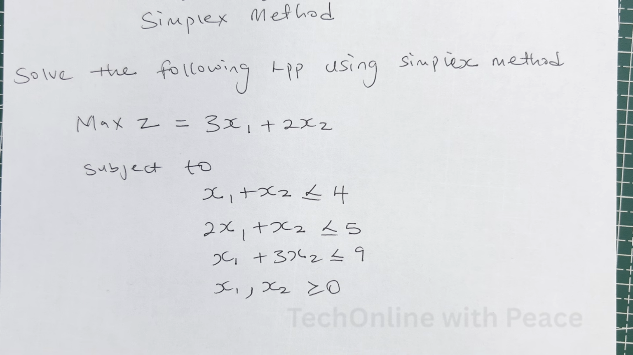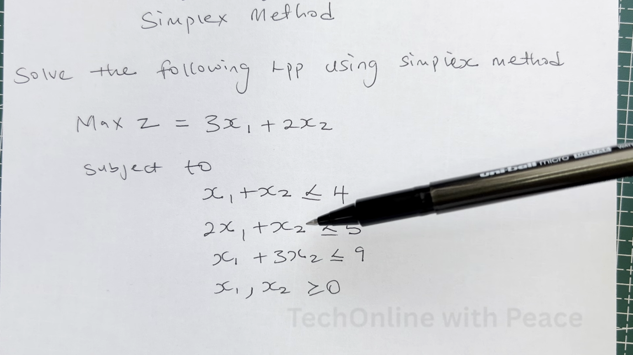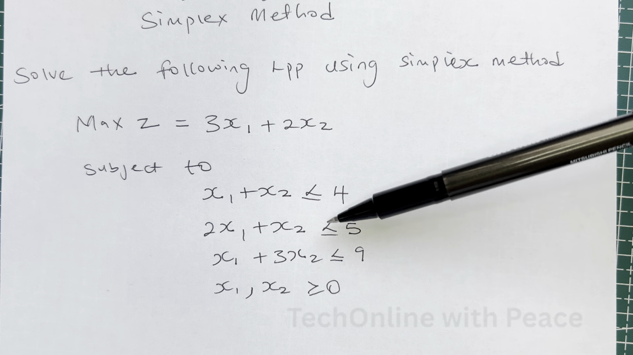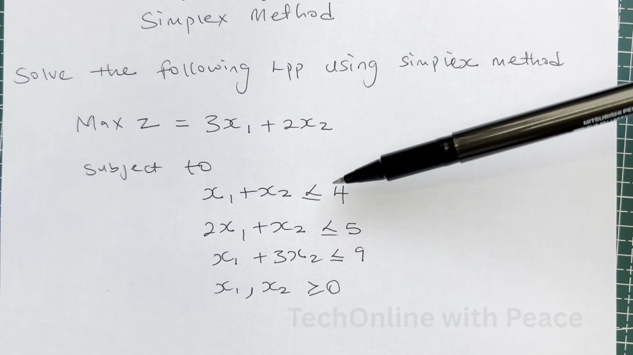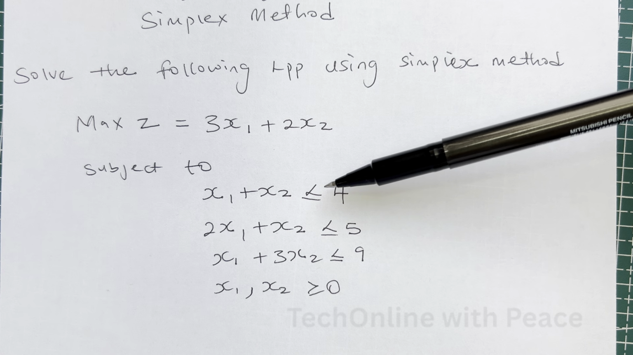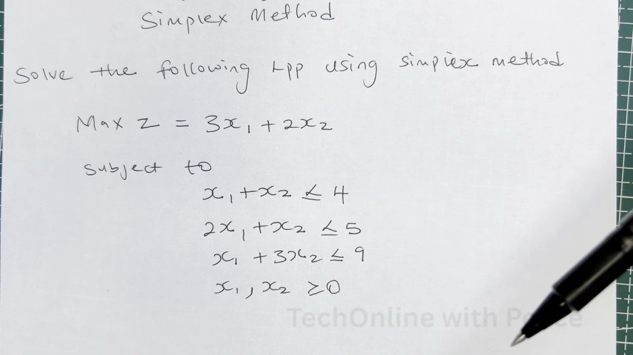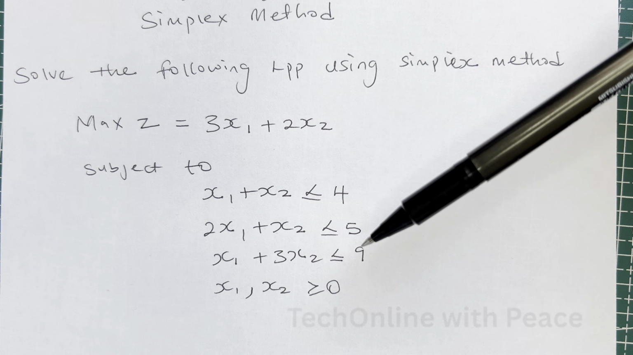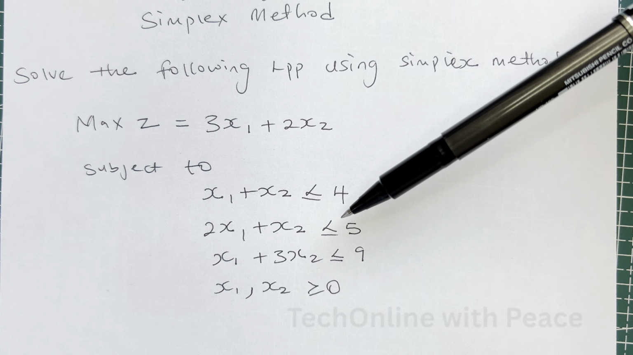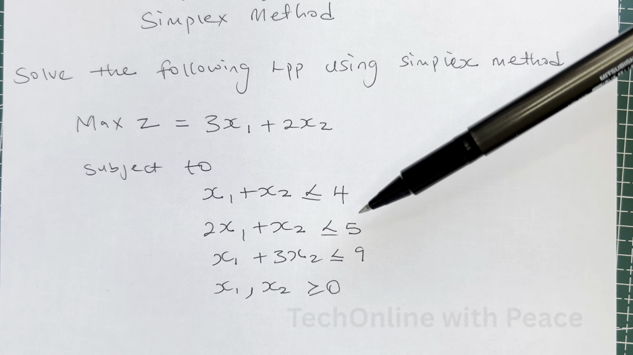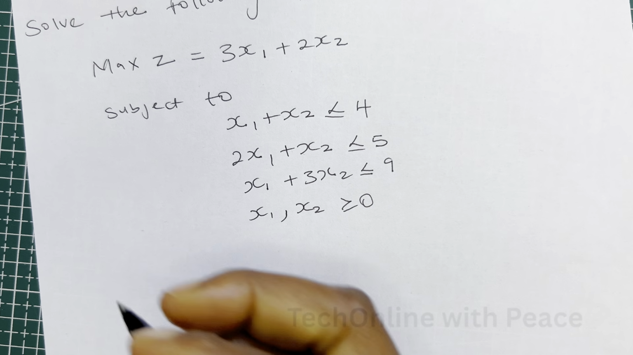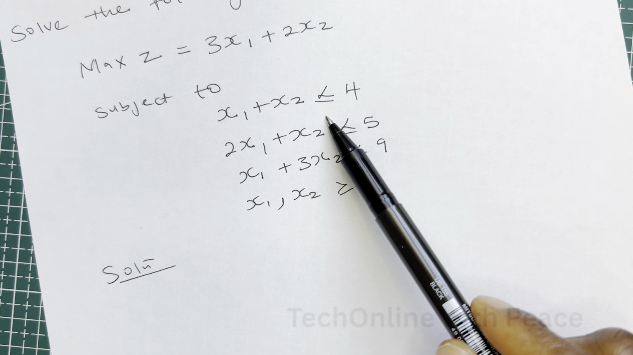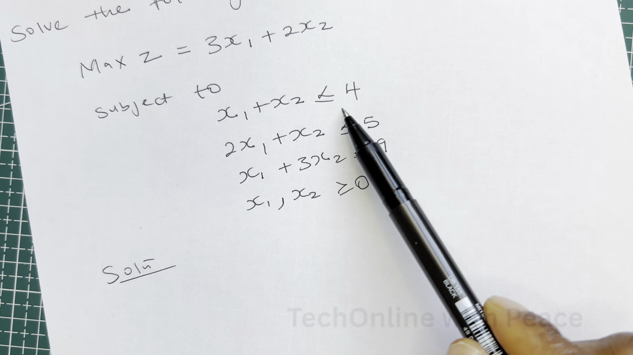To solve this problem, we need to consider the constraints. We have 3 constraints. Secondly, you consider the type of inequality you have. Here we have less than, which means we are going to add our slack variable. Assuming it was greater than, you would subtract a surplus variable. Since this is less than, we need to add the slack variable.